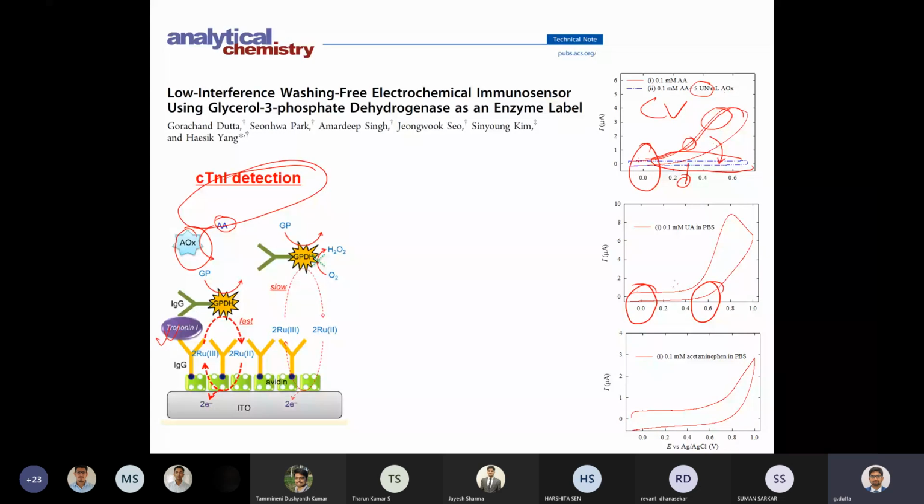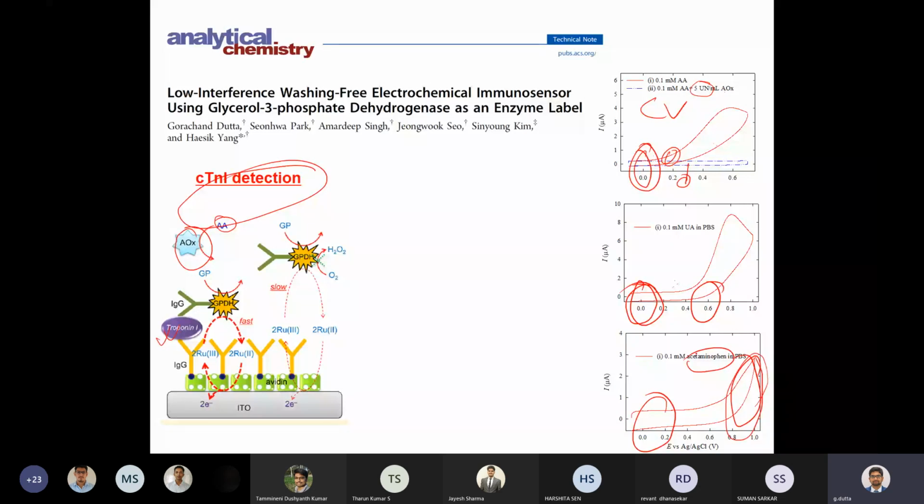right? In the ascorbic acid case, in the cyclic voltammetry, it is oxidation, you start from here. So at this potential there is almost no current, almost no current. There is another interfering species, like acetaminophen. You can see that here there is almost no current. It oxidizes at a higher potential. So don't use a very high potential in a washing-free biosensor.